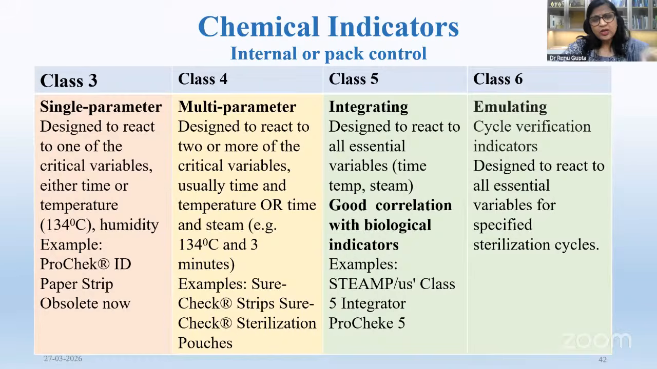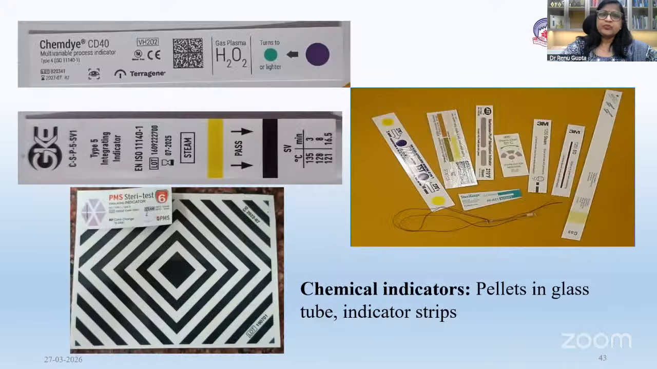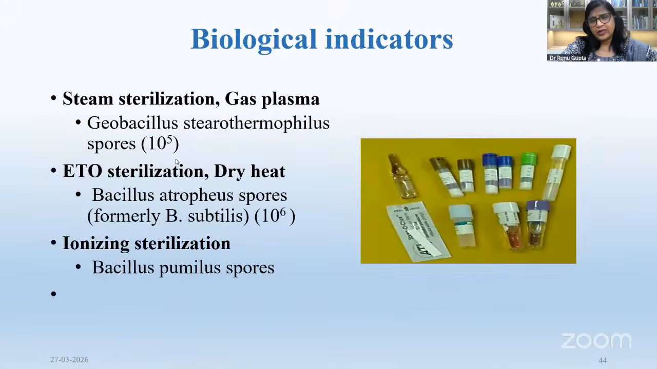Again, quickly telling you, class 1 indicator, autoclave tape, is put outside a load. Class 2 tells about your equipment functioning, whether air removal is there or not. Class 3, 4, 5, 6 are put inside the sterile tray, which you have to check when you are opening it before surgery. These are different types of tapes available. They come in different sizes, different companies, not going into detail.